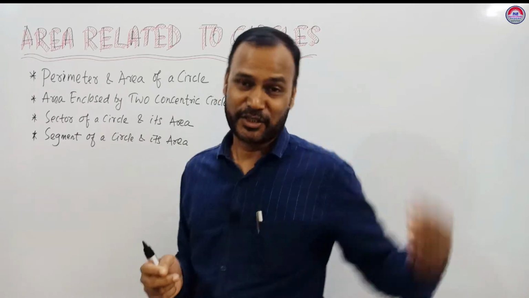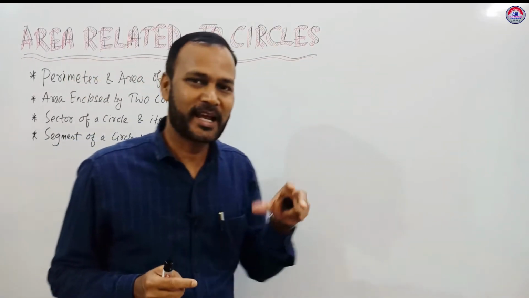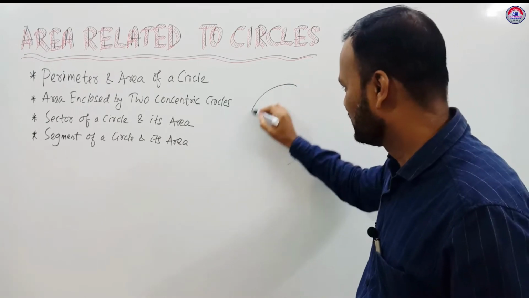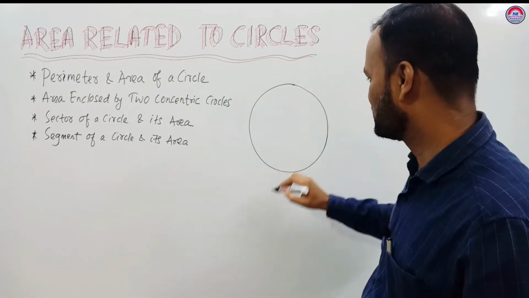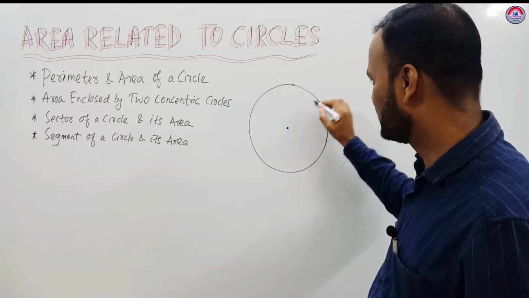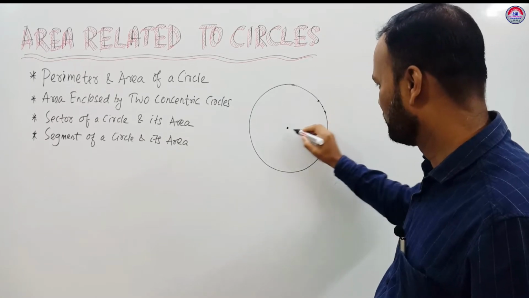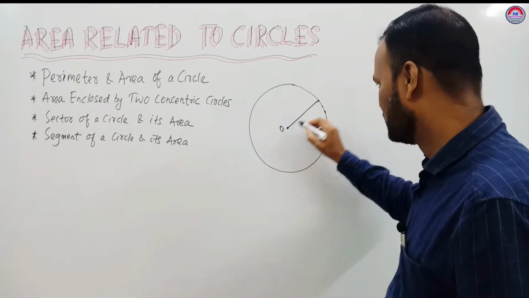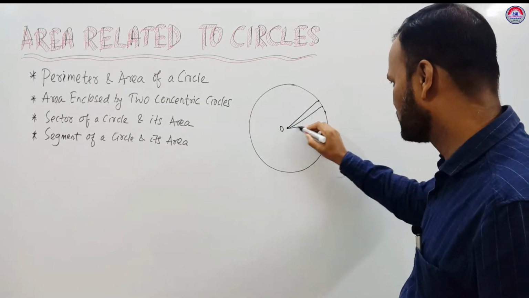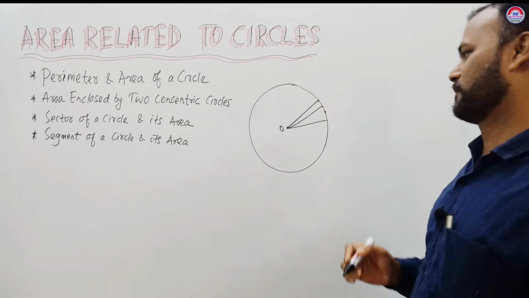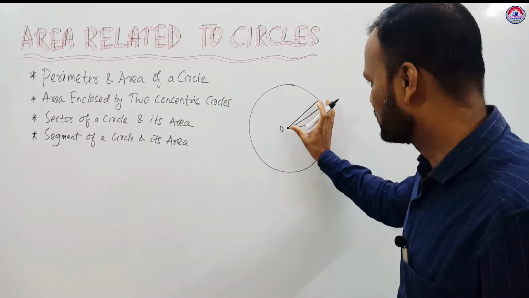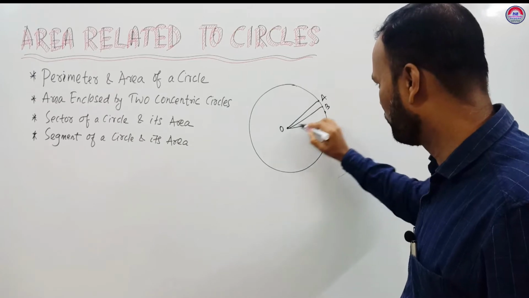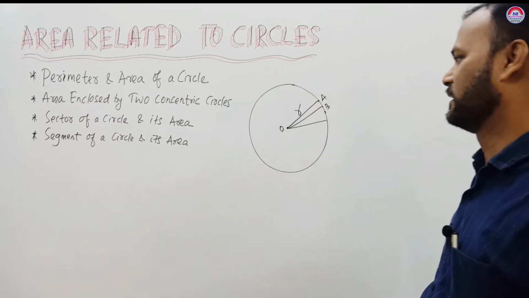What a circle means? A circle is a set of points which are equidistant from a fixed point. This is the fixed point, called the center. And these points are equidistant from the center. This distance, this line segment, if you join the line segment OA or OB, is called radius.